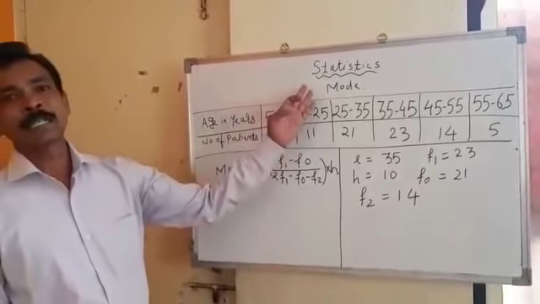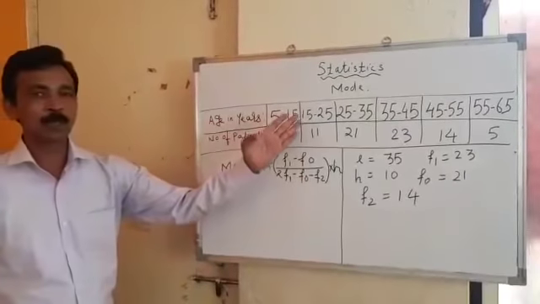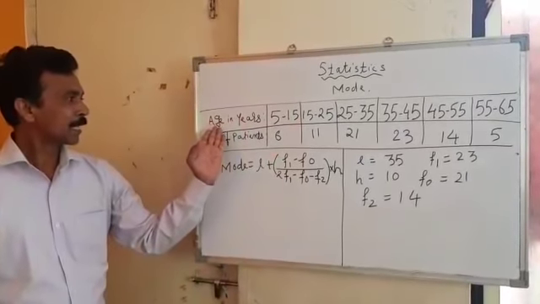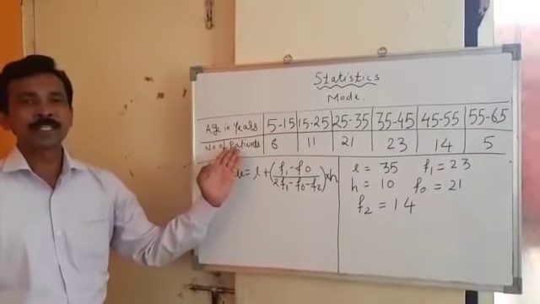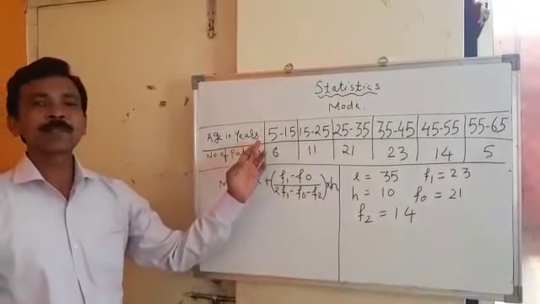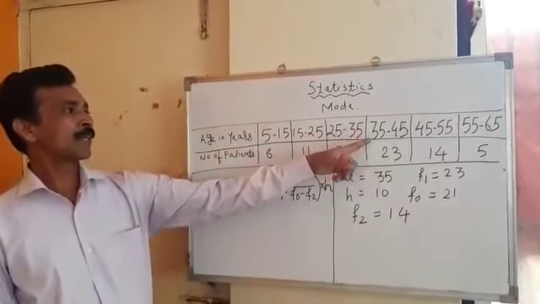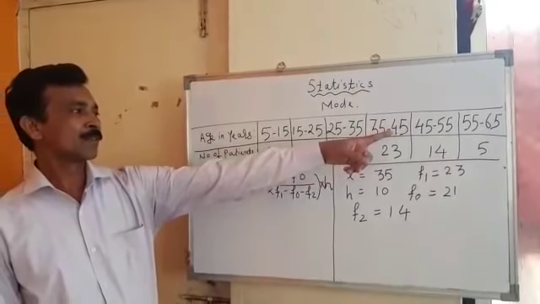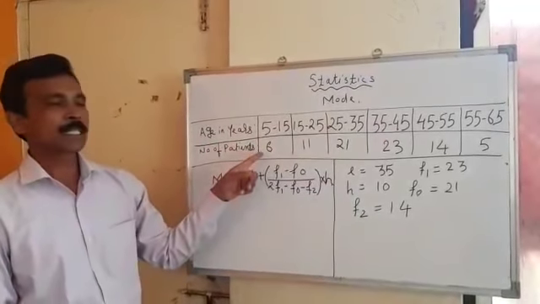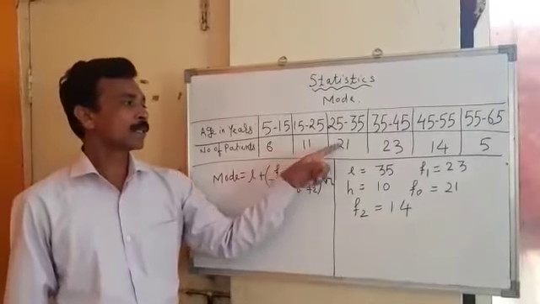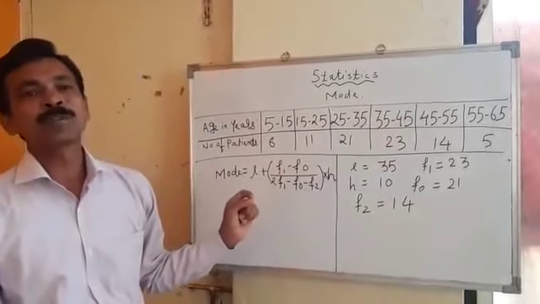Now, we'll study the subtopic that is mode. You can see one example on the board. This is ages in years, and these are the number of patients. We have to find the mode. The class intervals are 5 to 15, 15 to 25, 25 to 35, 35 to 45, 45 to 55, 55 to 65. And the frequencies, that is the number of patients, are 6, 11, 21, 23, 14 and 5. We have to find the mode of this example.